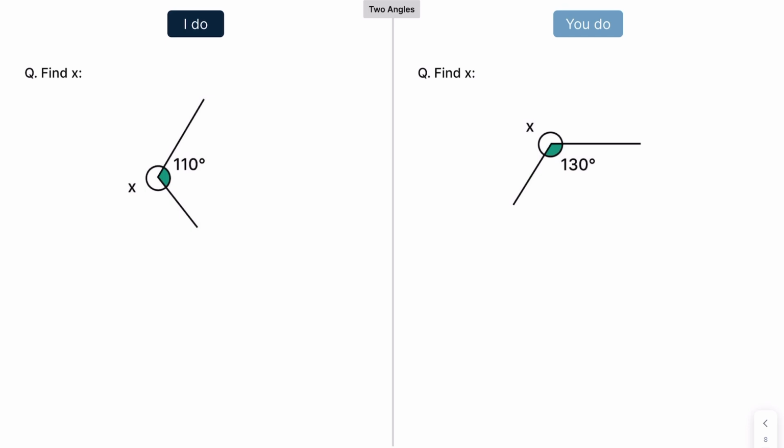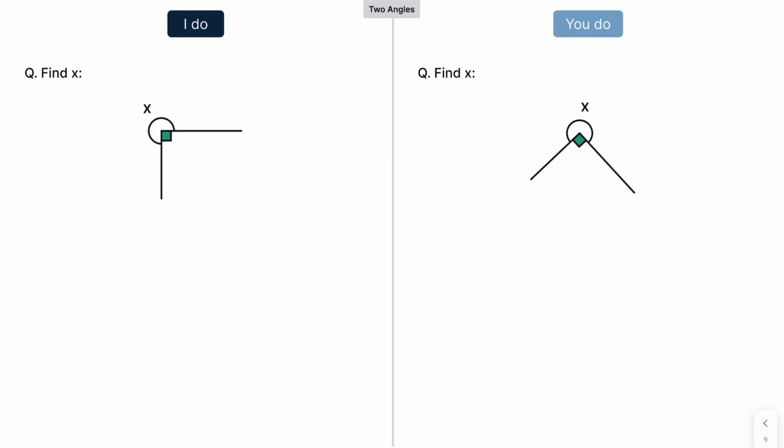Moving on, so you can also look at these in slightly different orientations. So this one's slightly slanted, but it's the exact same concept. It's still an angle around the point, so that's going to be 360, take away 110, that gives us 250 degrees. Again, press pause and have a go at the example on the right. So that's going to give us 360, take away 130, which is 230.